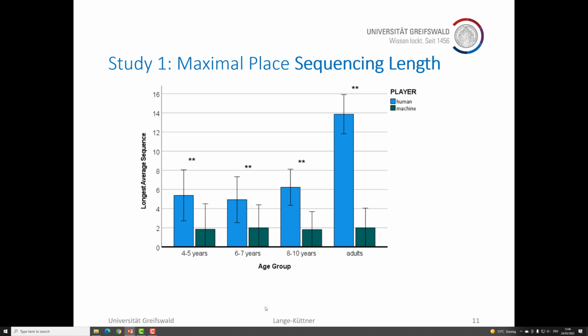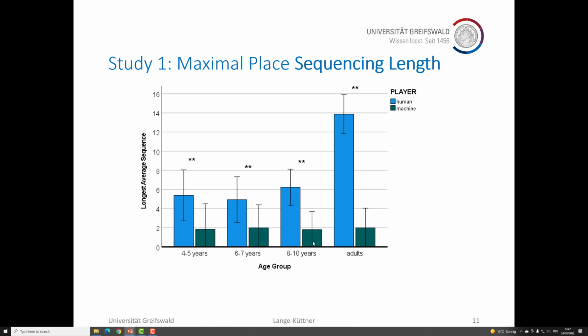As you saw in the raw data files, these places were numbered, and these were the real-time sequences that we measured. Now what we find is that when you look at the human players, the children had on average a place length of 5 to 6. The adults had on average 14 places lined up, but the machine, because it was constrained to a random coloring in, could only have sequences that incidentally emerged, and they were never longer than 2 places adjacent to each other.